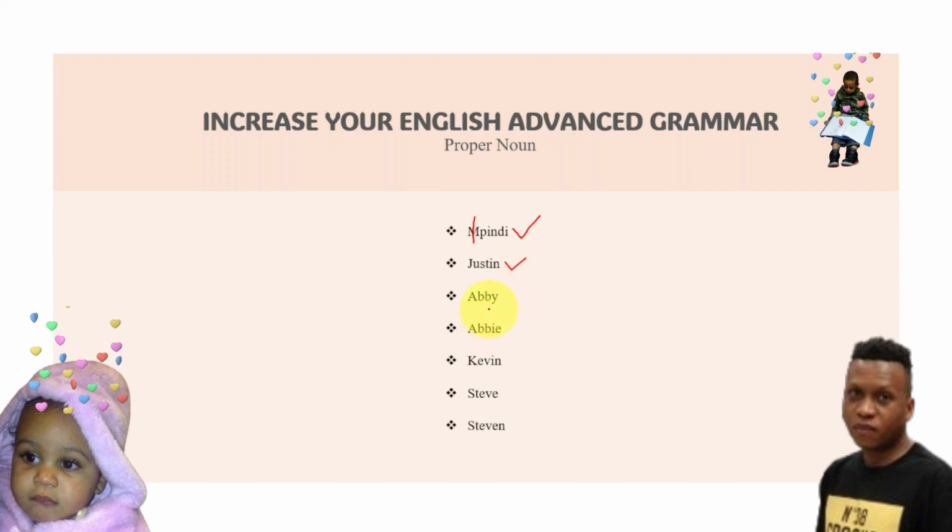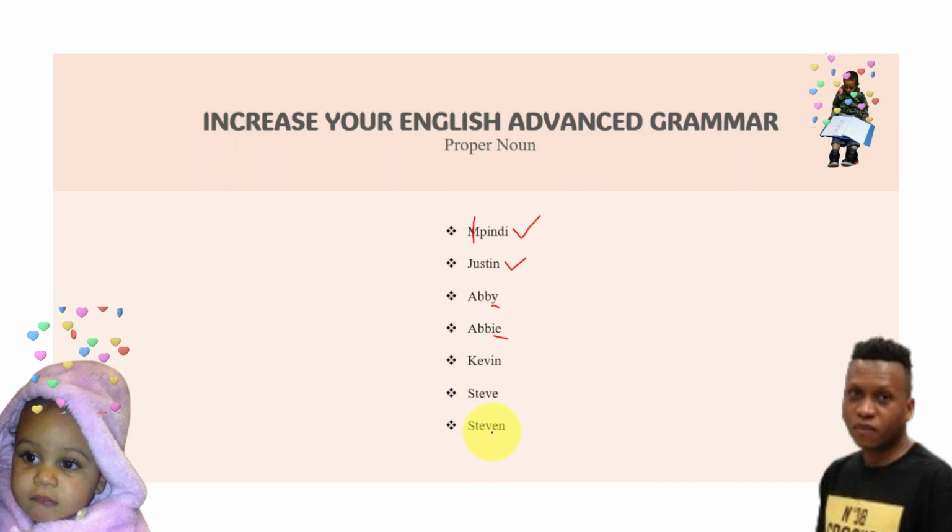Okay, Abby. This one sounds the same. In case you don't get it, you see here the spelling is a little bit different. Okay, Abby, Kevin. This one in English we say Kevin. In French we say Kevin for male. For female we say Kevin. Okay, Steve, Steven. Okay, so Pindi, Justin, Abby, Kevin, Steve, Steven.